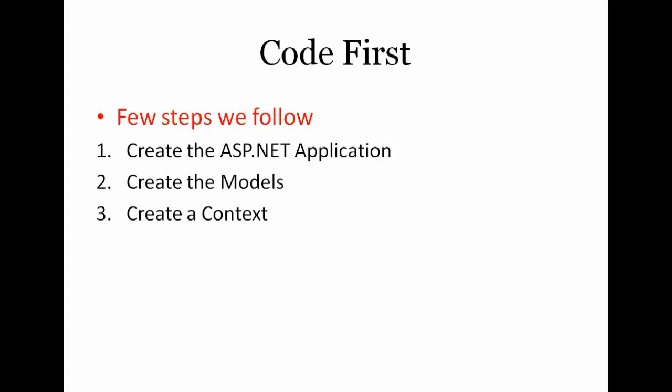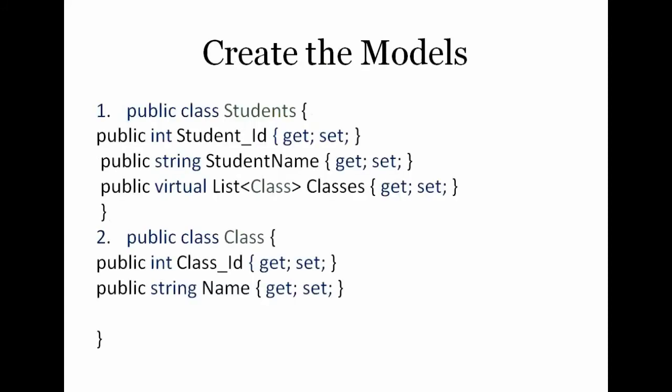So basically, in the code first approach, we have to follow a few steps to implement it in your application. First of all, there should be an ASP.NET application. Of course, you have to create an ASP.NET application first. In the second step, you are going to create the models. And in the third step, you are going to create a context for your database.